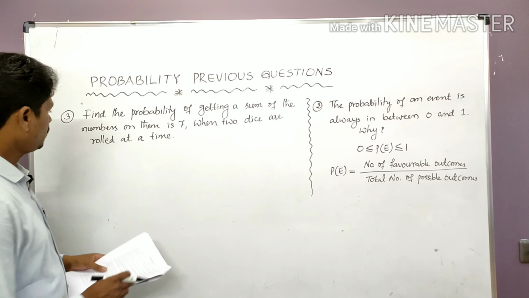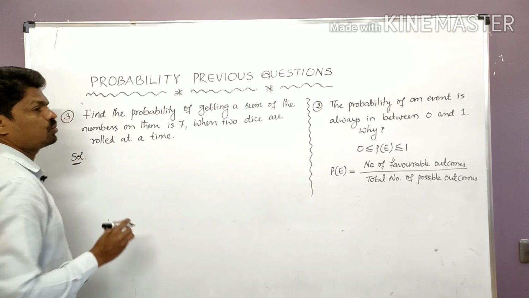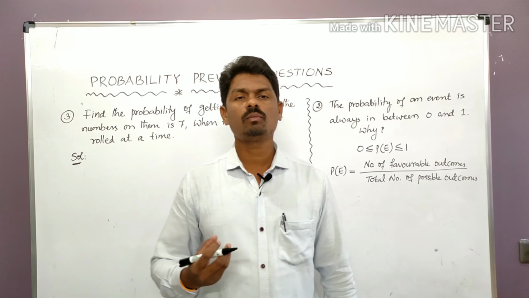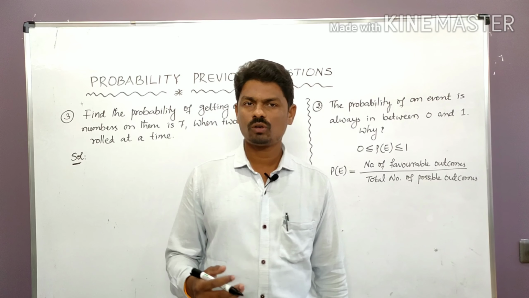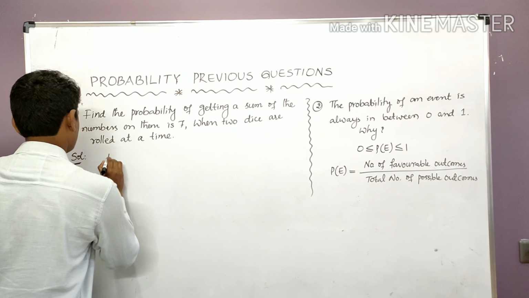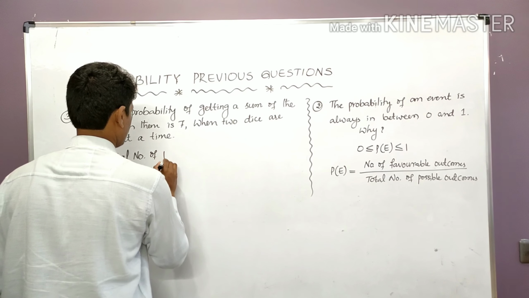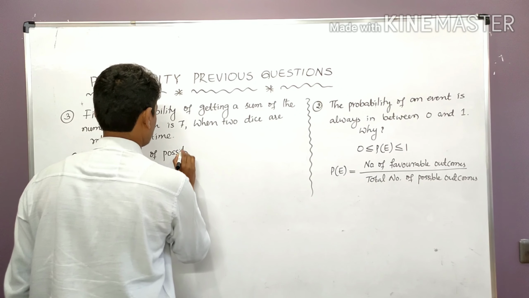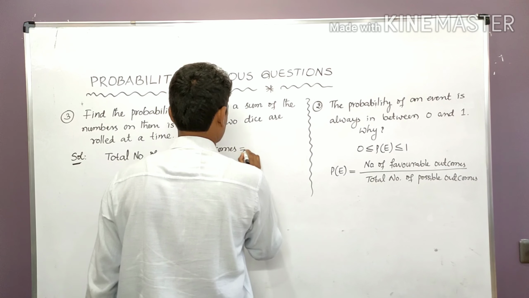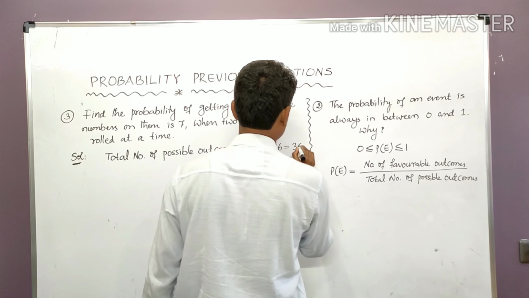So see here, when 2 dice are rolled, total number of possible outcomes. So first we have to write the total number of possible outcomes. When 2 dice are rolled, the total number of possible outcomes are 6 to the power 2, that is 6 into 6 is 36. So total number of possible outcomes equal to 6 to the power 2, that is 6 into 6, 36.